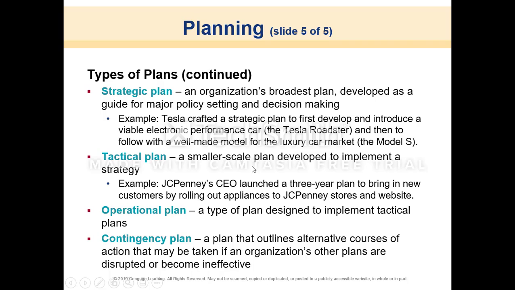So with a strategic plan, that's usually what the board of directors or the top managers do. It's the broadest plan, it's the big picture. The tactical plans are usually 1 to 3 year plans, and they're smaller scale plans usually developed by managers. And then there's the operational plan, and this is the day-to-day plans on how to achieve the tactical and strategic plans. And then, like I said, the contingency plan is also called Plan B.